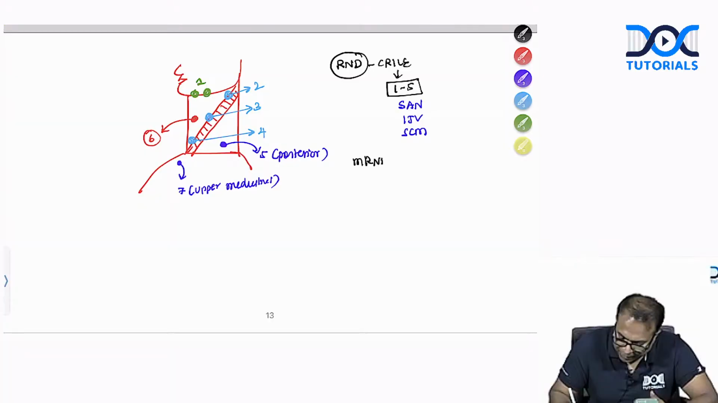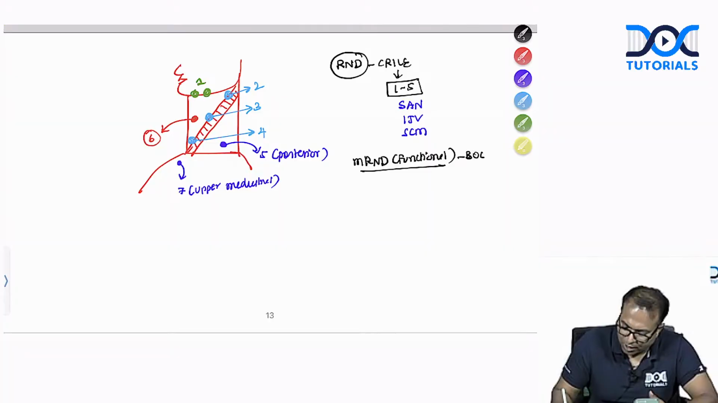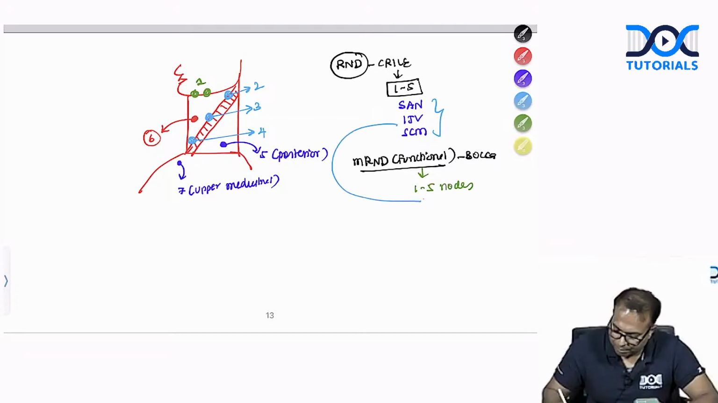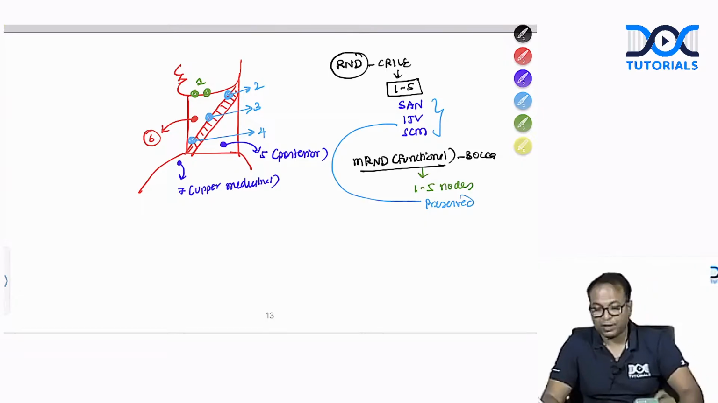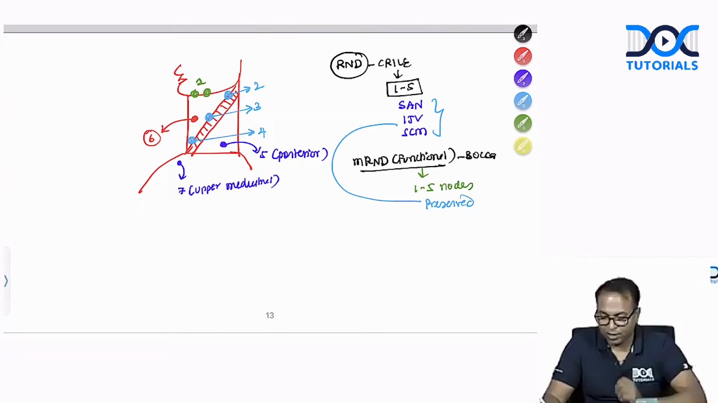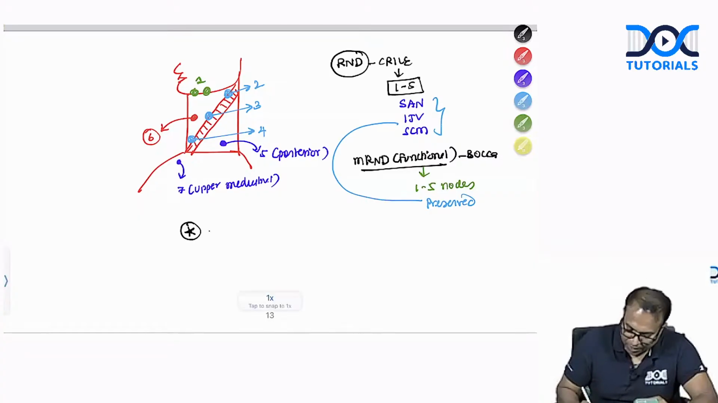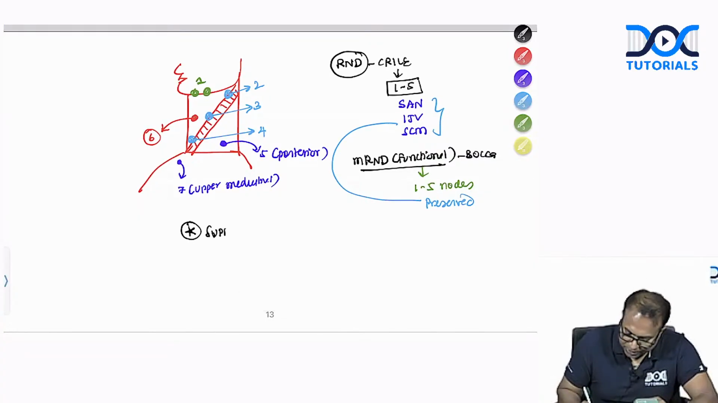Modified radical neck node dissection is called functional, or Bocca's operation. In this, we remove levels 1 to 5 nodes, but preserve all 3: the spinal accessory nerve, internal jugular vein, and sternocleidomastoid are preserved. Okay, don't forget this. This is for oral cancer. Radical and modified radical are done for oral cancer. Now, the most important MCQ: supraomohyoid dissection.